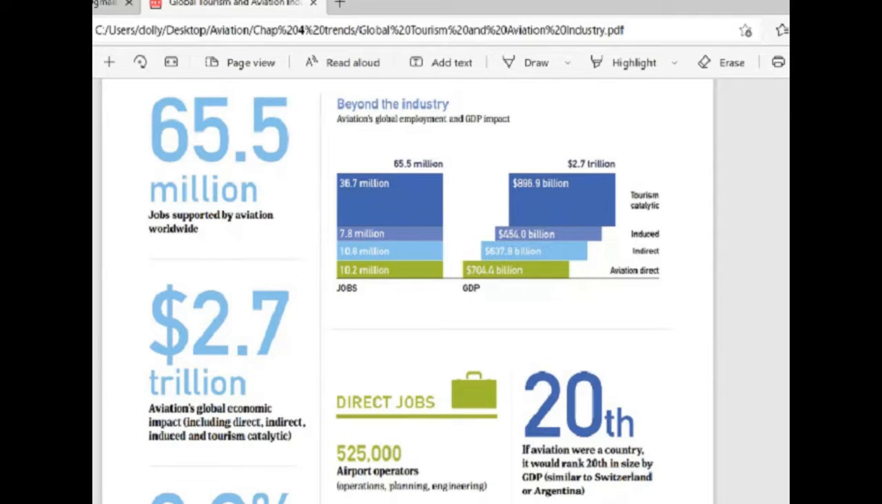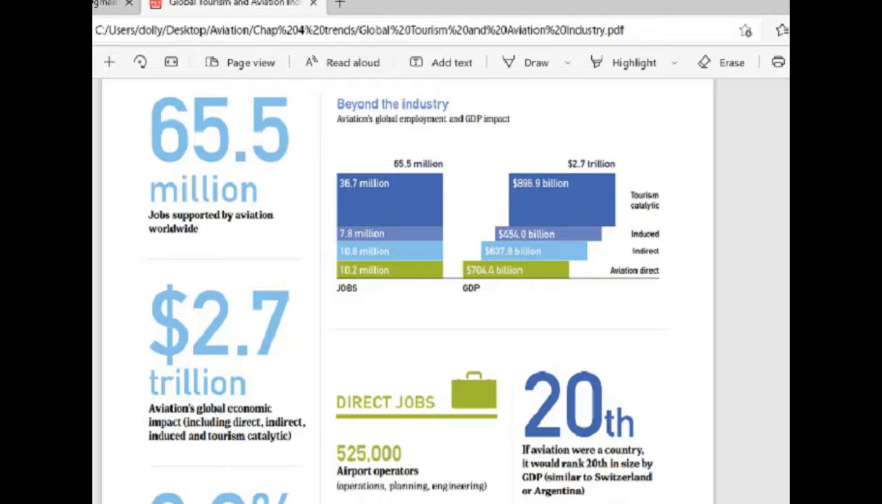Beyond the industry, the aviation global employment and GDP impact was so much. Your tourism catalyst, induced, direct, indirect, aviation direct. If you could see, the development of jobs was this much. It was 10.2 million jobs, then it rose to 10.8 million, then 7.8 million, then 36.7 million. Now by 2035, we are expected to gain 65.5 million.